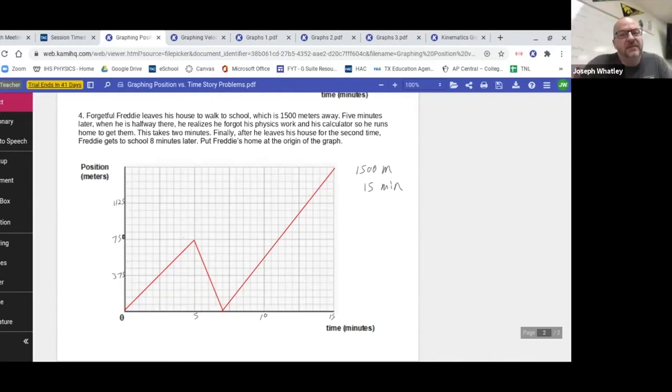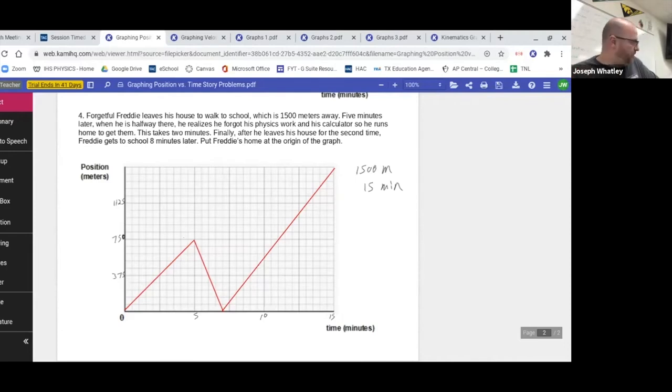His displacement from the origin was 1,500. So when we calculate velocity, we care about displacement. When we calculate speed, we care about distance. Like your car, it cares about speed and distance with the speedometer and the odometer. But when we overall look at the displacement, we're only looking at the velocity.